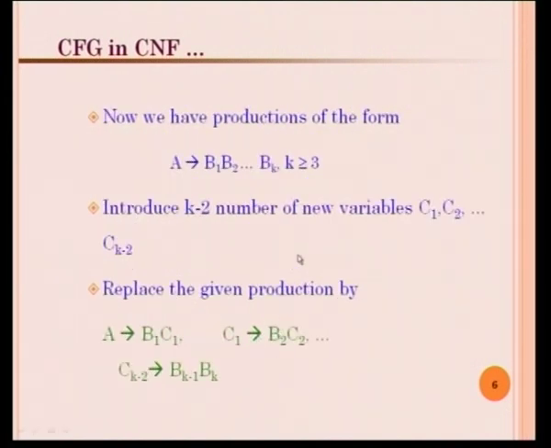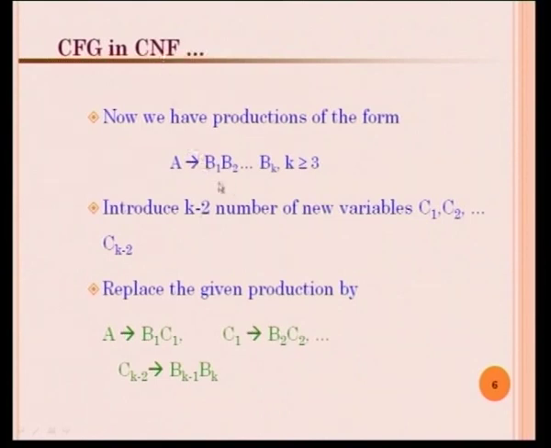Once that is done, every production that is not already in CNF is now of the form A derives B1, B2, B3 up to Bk, where k is greater than or equal to 3. If k is 2, it is already in CNF. If k is 1, it must be only a terminal, because it cannot be a variable since we have already removed the unit productions. So if k is 1 you just ignore it, and if k is 2 you just leave it. Once we find that k is greater than or equal to 3, we must ensure that the grammar is rewritten in such a way that it satisfies the properties of a context free grammar in CNF.